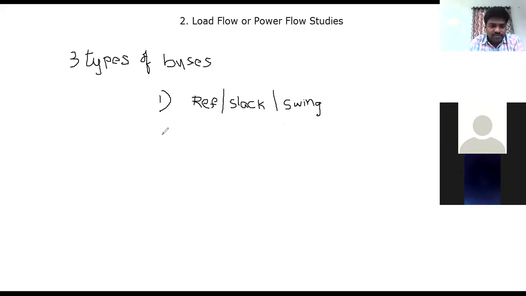So the second one is load bus. Third one is generator bus.